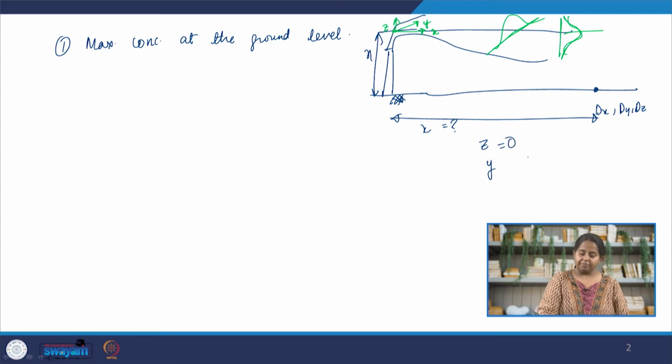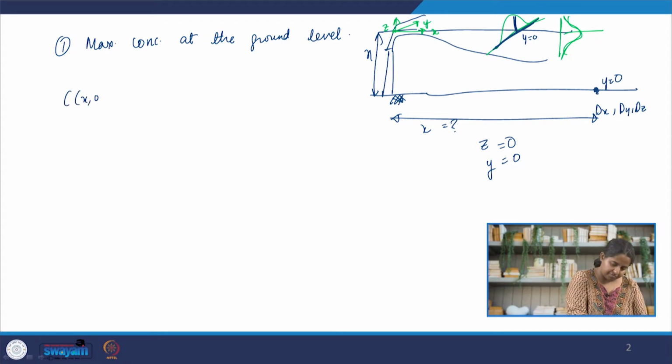What will be the y? Since along the y-axis the concentration is maximum when y is equal to 0, the spot where the concentration of the contaminant will be highest is the point where y is equal to 0. So we are going to put z equal to 0 and y equal to 0 in our equation, and we are going to get a much simplified equation which looks like this. Remember, this is x, this is y, and this is z, and y and z are 0.